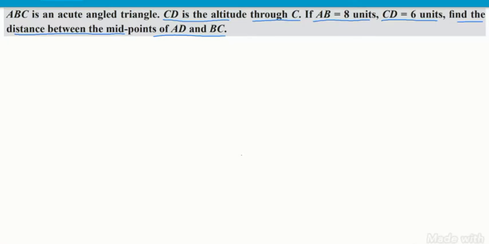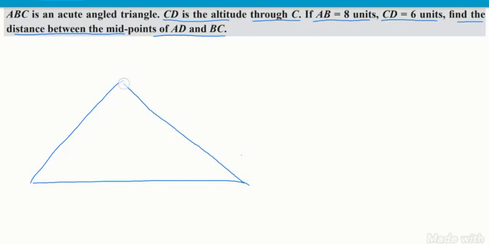So we have a triangle ABC. Geometry problems will be solved very easily if you get the diagram. From the question you have to get the diagram. If you get the diagram, half of the problem will be over. So try to convert this information into a diagram. So this is the triangle ABC.